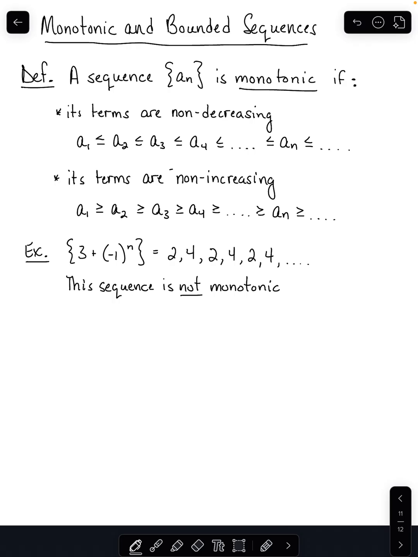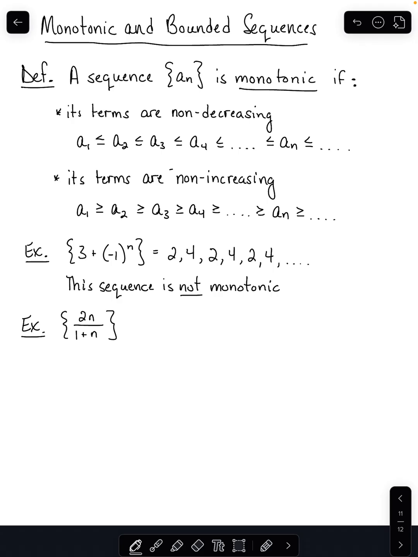On the other hand, looking at another sequence, suppose this sequence is 2n over 1 plus n. Now, in the first sequence, it was easy enough to show that it was not monotonic because we could list out a few terms and easily show that it's not. Showing that it is monotonic is a little bit tougher because we have to show that the trend holds for the entirety of the sequence.